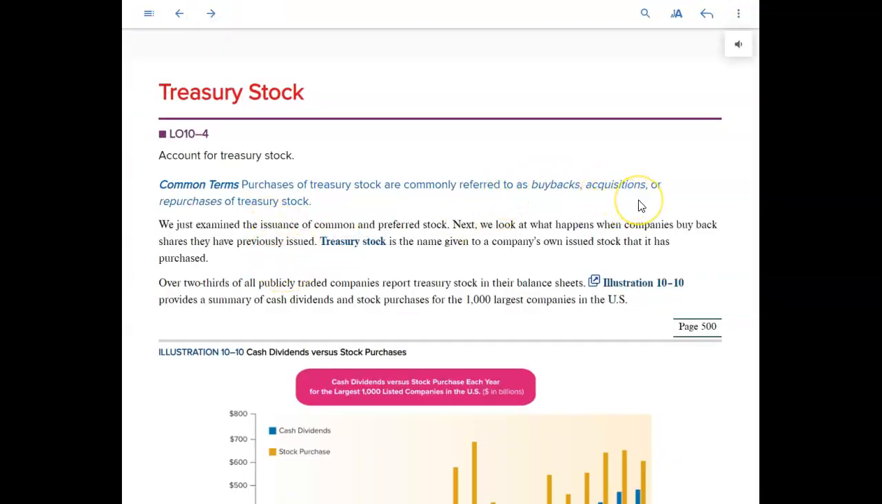Now, treasury stock. Treasury stock is not a different class of stock. We only have 2 classes of stock, common stock and preferred stock. Treasury stock is just the name given to the stock that the company buys back, its own stock that it buys back. So that's called treasury stock. So it's not a separate class of stock. It's just the corporation buying back its own stock.